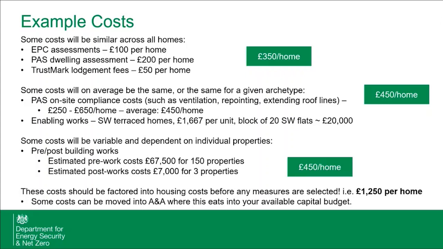What that means is that in practice, you should always factor in your static costs of around £800 to £1,250 per home before you begin assessing for measures. And for solid wall properties, this rises to a max of £2,250 per home, which then impacts what measures you want to put in at a later point in time.